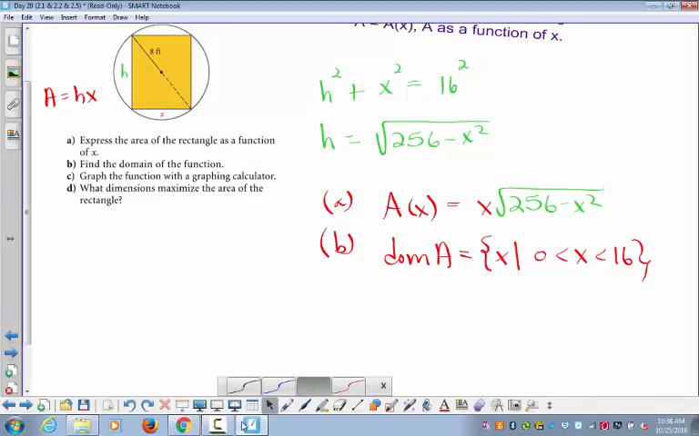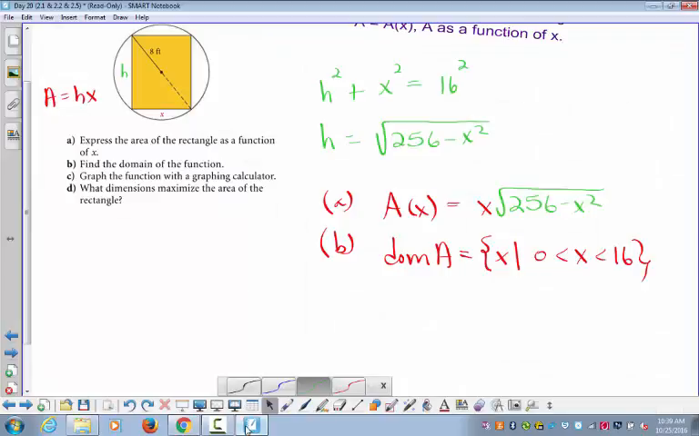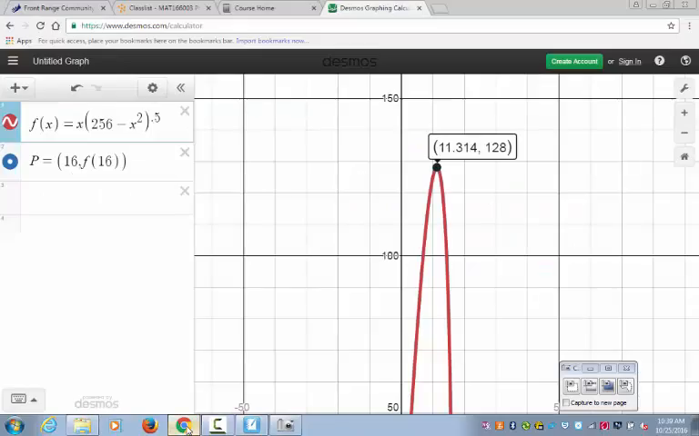So actually, we might as well capture that graph and just put it, where's my camera? Let's just grab a piece of that graph and put it in here.